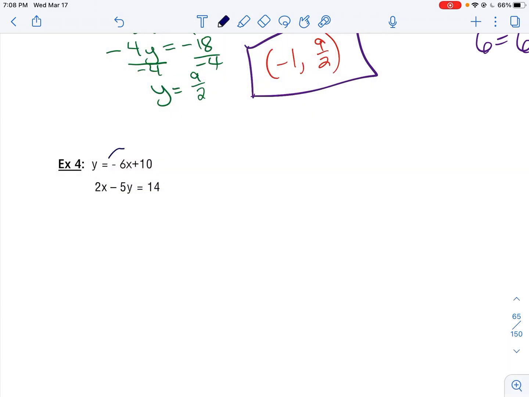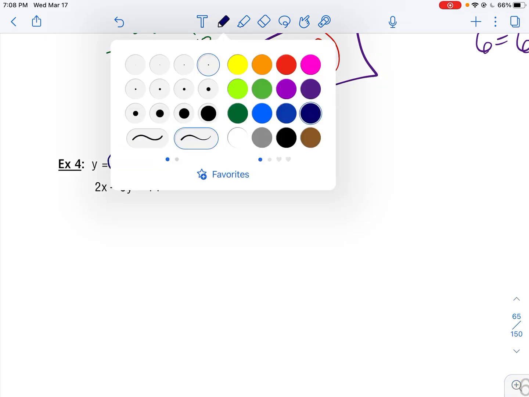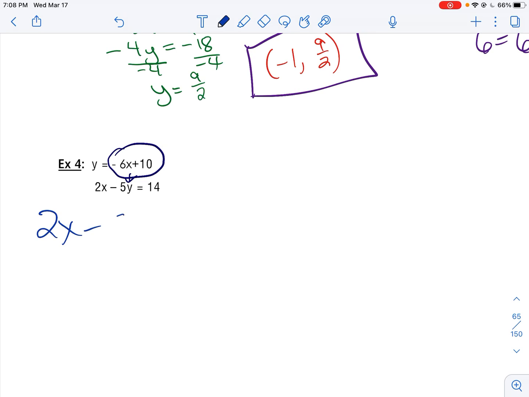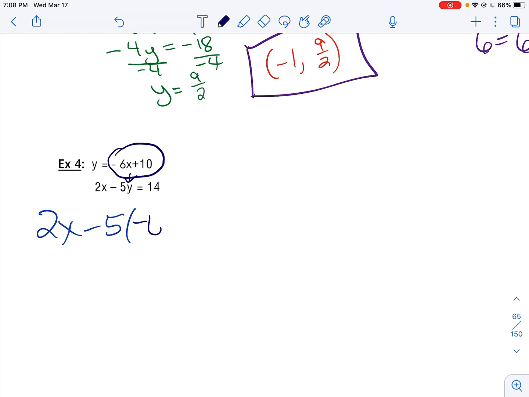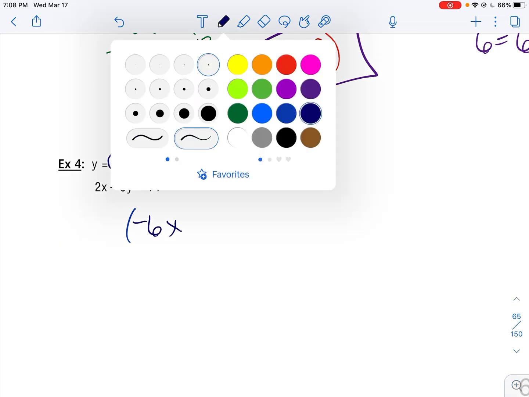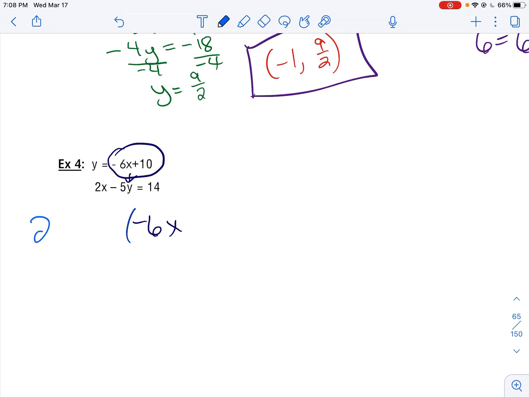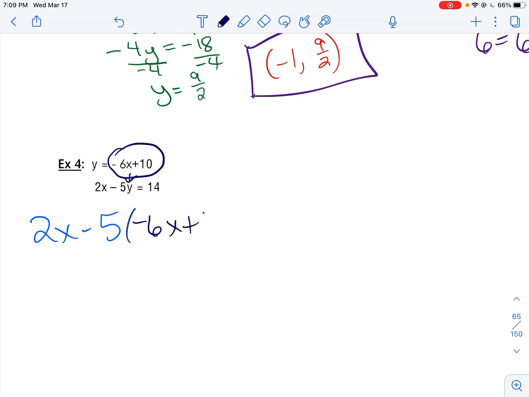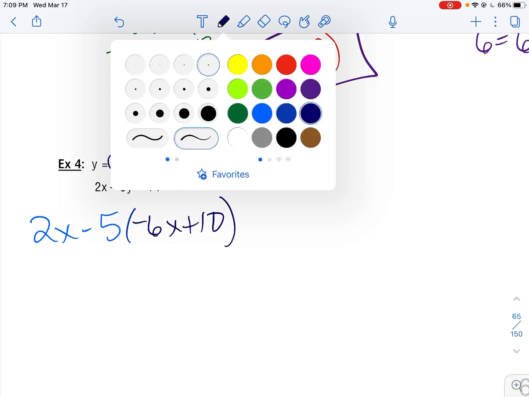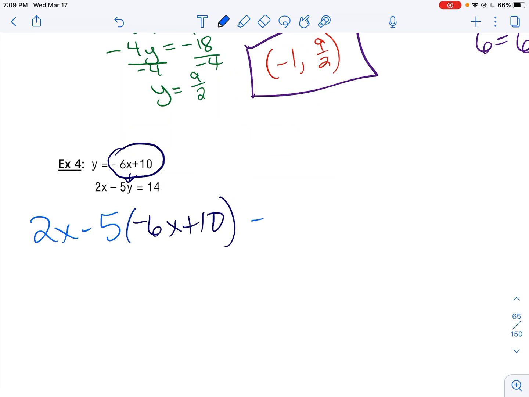Okay, so, blue's my favorite color. So I'm going to take this and I'm going to plug it in for the y value. I'm going to take 2x minus 5. I'm going to replace that y value with -6 plus, oh, that's too close in color. I know you're like, oh, Kim, just deal with it. 2x minus 5. There we go. Plus 10. Blue. Equals 14.